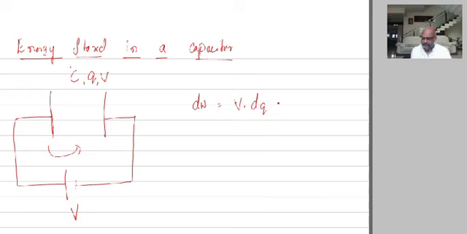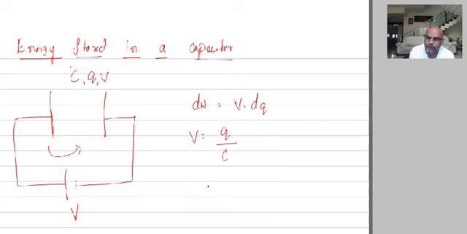That means dW is the work done in transferring a charge dQ when the potential of the capacitor is V. dW is equal to V into dQ. Remember this, work done is always the product of potential and charge. But we know that C is equal to Q by V, so V is equal to Q divided by C.